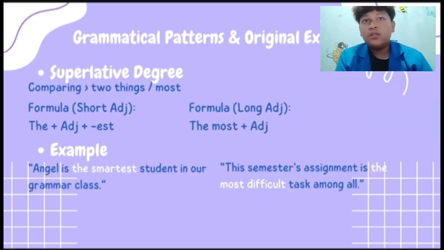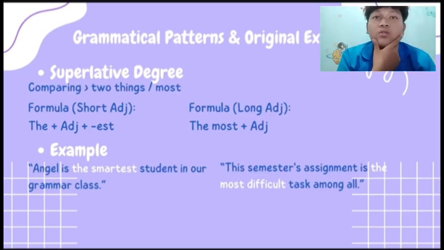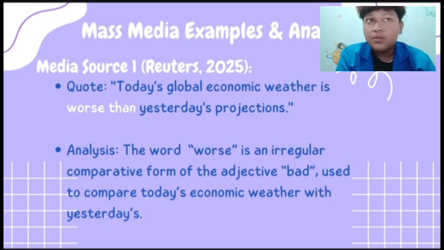Next, the superlative degree. It is for comparing three or more things. The formula for a short adjective is the plus adjective plus -est. For example, Angel is the smartest student in our grammar class. For a long adjective, it is the most plus adjective. For example, this semester's assignment is the most difficult task among us.